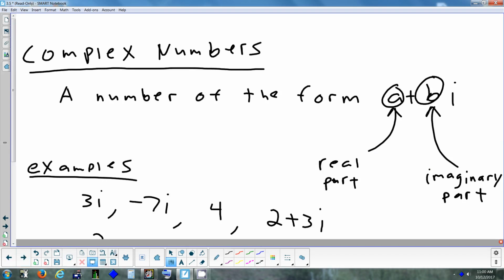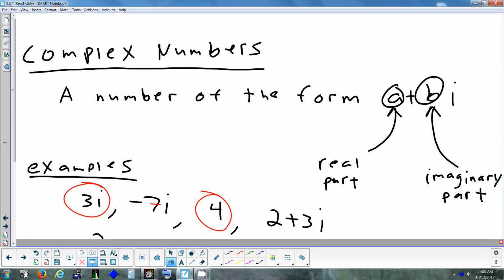Now, since complex numbers are made up of a real part and an imaginary part, sometimes one of those parts is 0. Like in the number 3i, there's no real part. You could think of it as 0 plus 3i. Same thing with negative 7i, there's no real part. The flip side to that is the number 4. Think of that as 4 plus 0i.